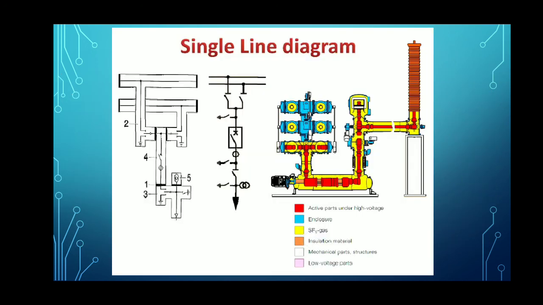This is the single line diagram representation, where the bus bar is connected from the incoming, then lightning arrestor, current transformer, potential transformer, earthing switch, and then these are directly connected to the main points of the source.